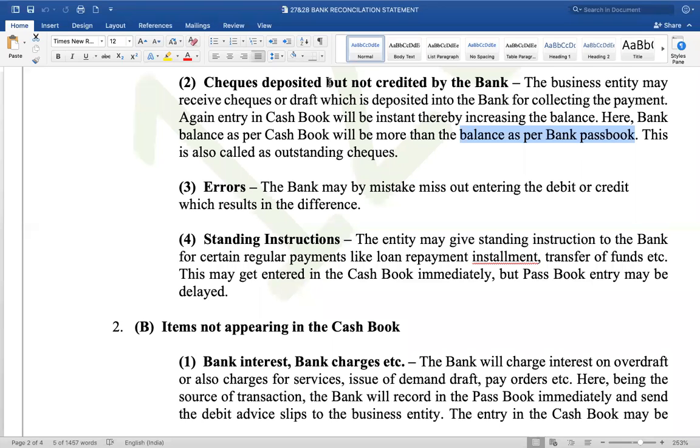You have deposited the check. As soon as you deposited the check, the cashier increases the amount, whereas the banker, because the amount is not collected, will not increase it. So therefore, as per bank, the balance is less. As per the firm or individual or the cashier of the company, the balance is more.